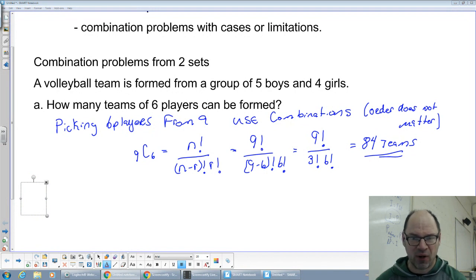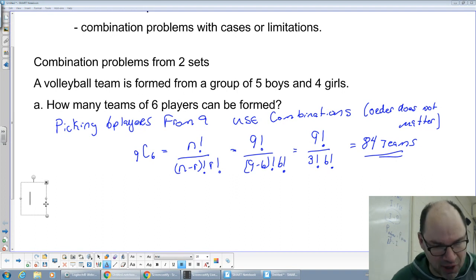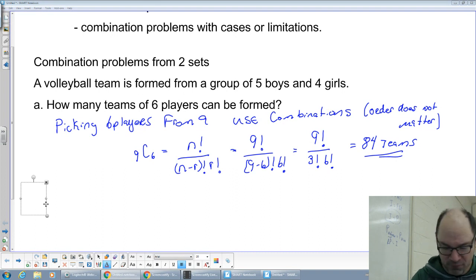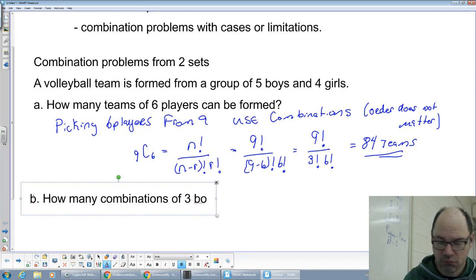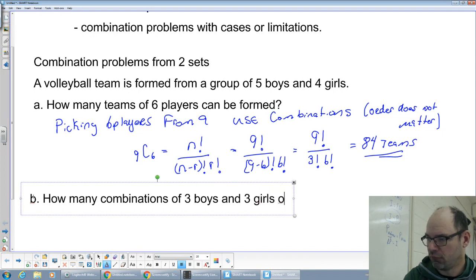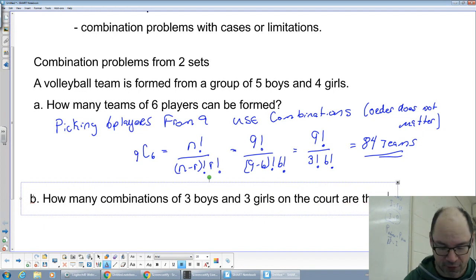So let's say, how many ways can we have 3 girls and 3 boys on the court? Say you have to have even numbers. Let's do B here. How many combinations of 3 boys and 3 girls can be fielded on the court are there? Let's say the limitation was they have to have even numbers.